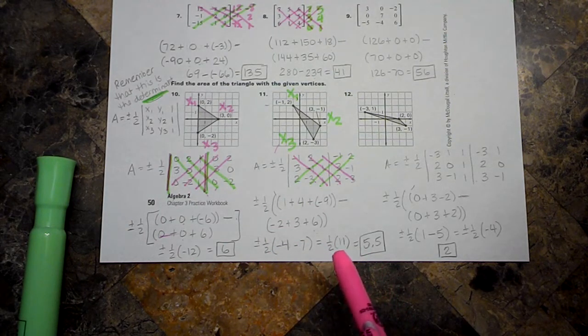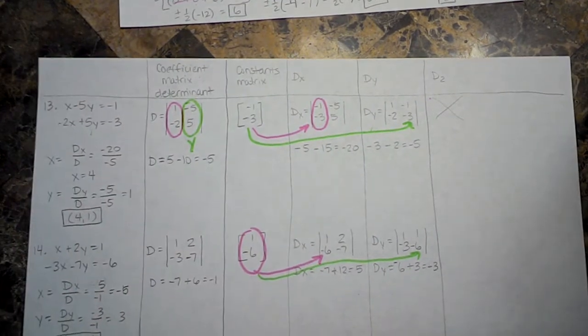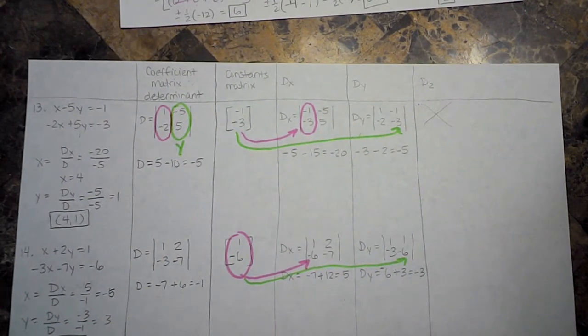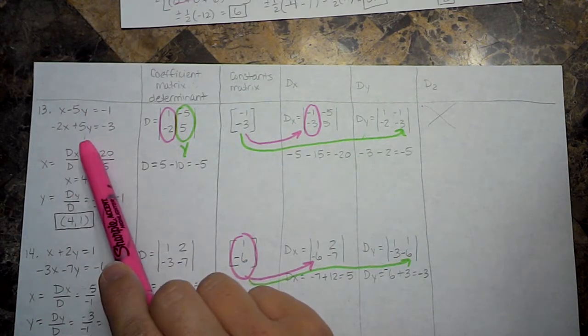Now let's move on to Cramer's rule. Cramer's rule looks complicated, but actually it's not too bad. If you just simply do these steps, you'll be in good shape. So first you start with 2 linear equations. X's and Y's are all that's here.